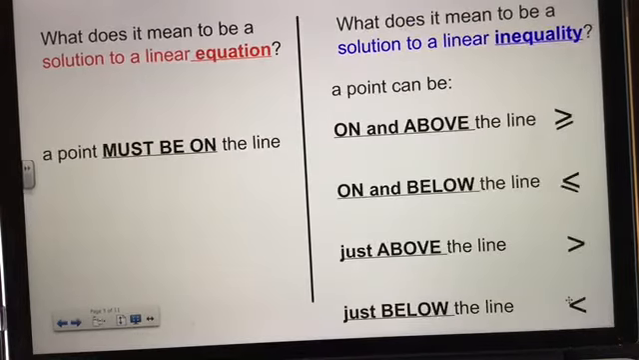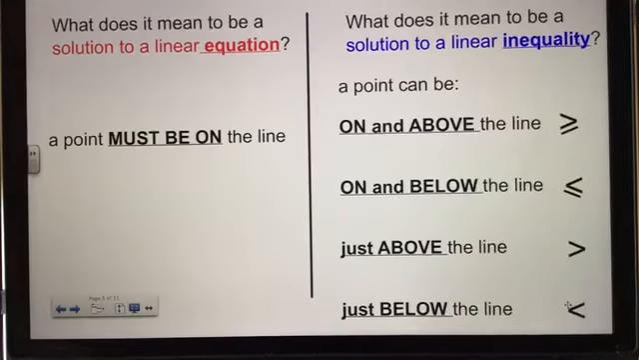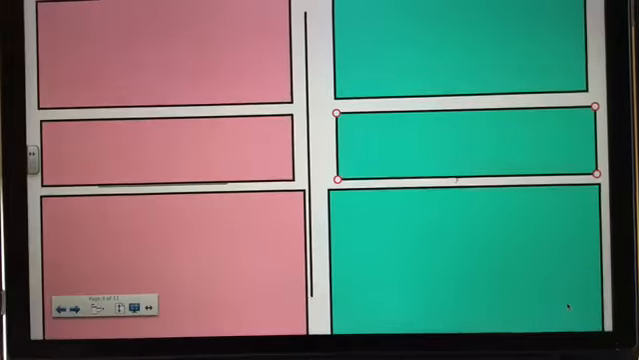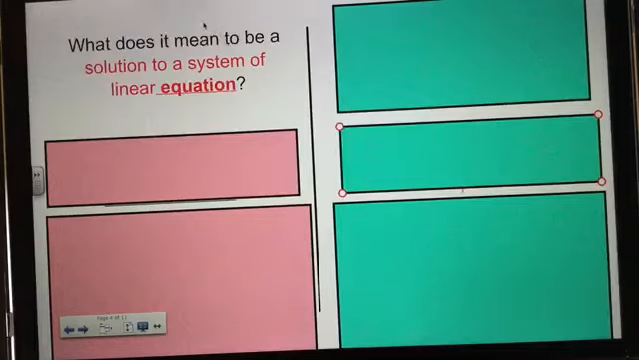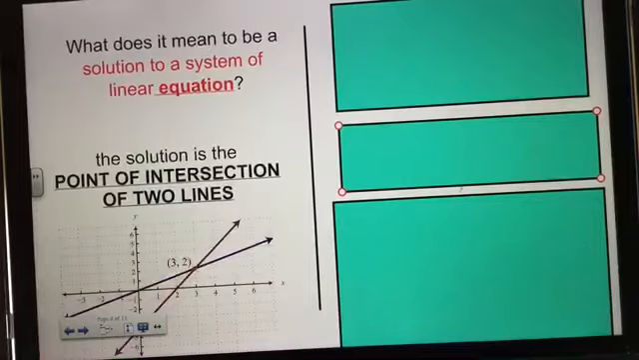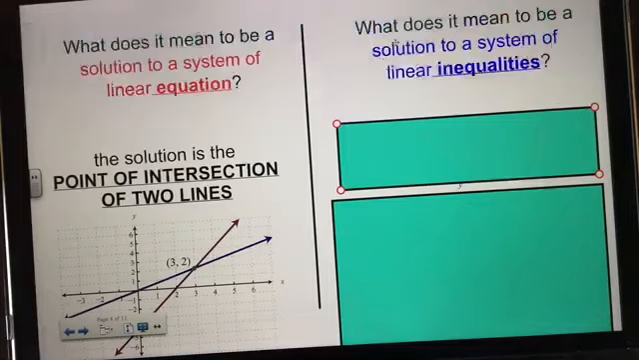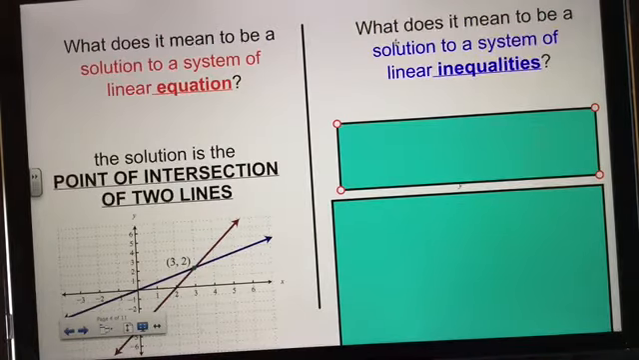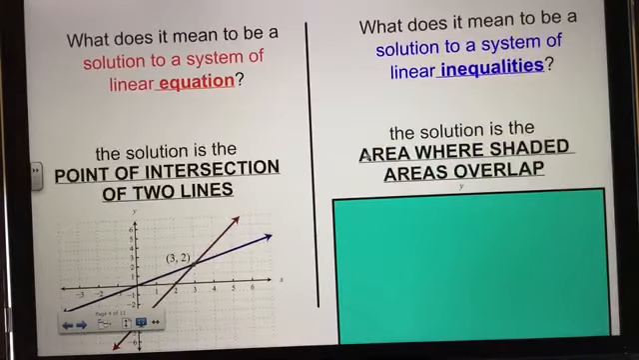Just like we have these differences between our equations and inequalities, we also have differences with our solutions to systems of equations and systems of inequalities. With our system of equations, the solution is the point of intersection of the two lines, just that one point where they intersect. But with a system of inequalities, there's more solutions, right? We have that shading to show all the points that are off the line when we graph our linear inequalities.